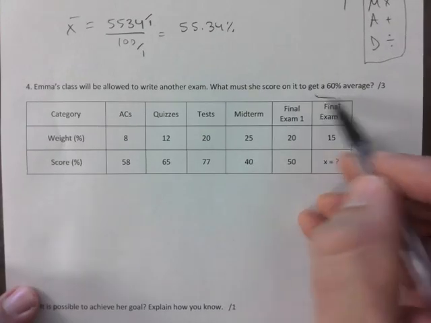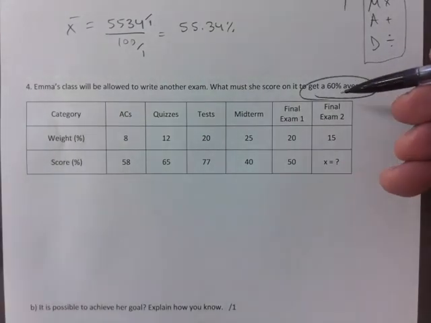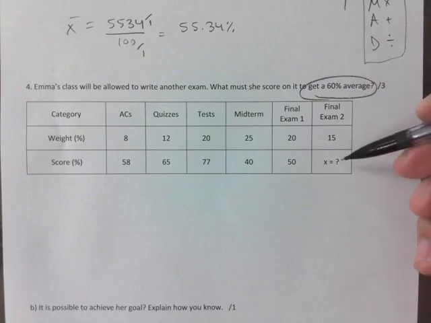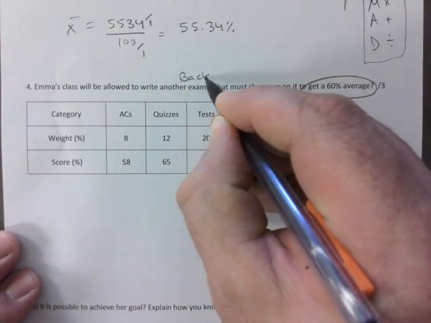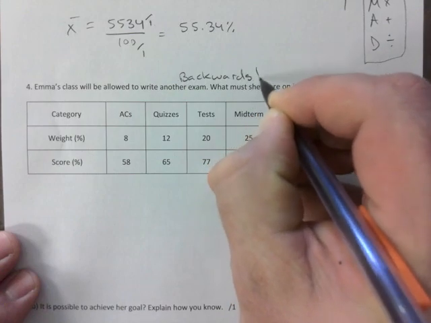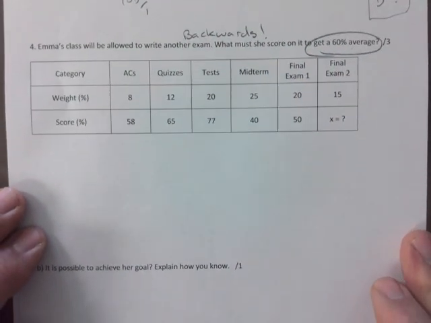Now, we want an average of 60, right? Mr. Dirksen, I want an 80. What do I need to get on the exam? That's going to be a very common question. So this is a backwards. You can write that in there. Okay, if you need more examples for backwards, here it is.